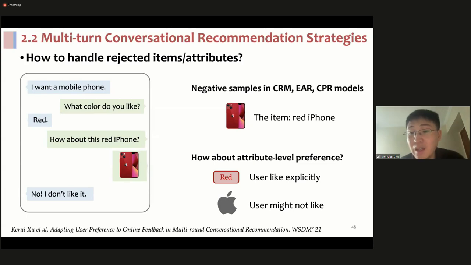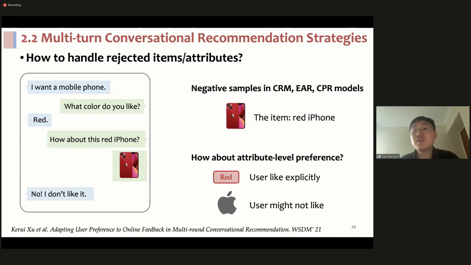If we directly use this rejected item as a negative example, it will treat all the associated attributes as negative attributes. It will score down all the associated attributes. For example, if the negative sample is a red iPhone. This means if a system recommends a red iPhone to the user and the user rejects it, and we directly treat this red iPhone as a negative example to update the recommendation model, it will score down all the items that are red or that have an iPhone brand.